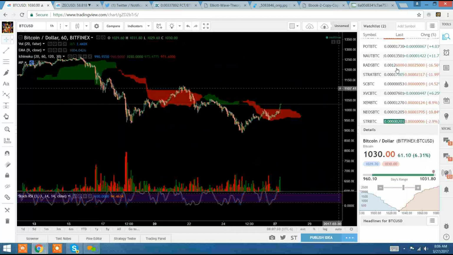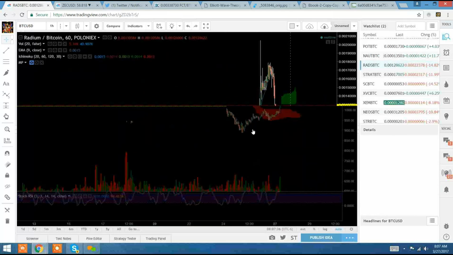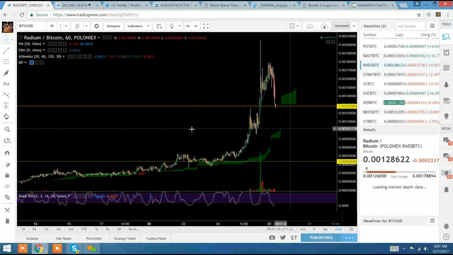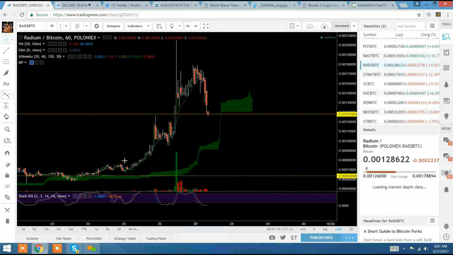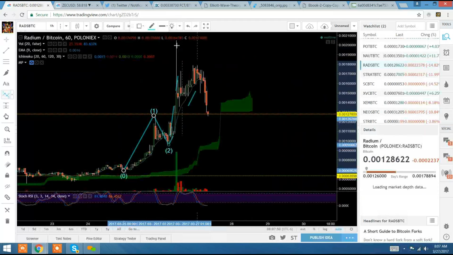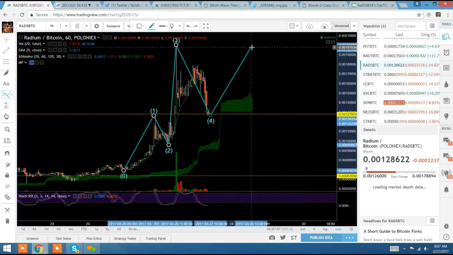But it looks like RADs here got dumped down. Yeah, that was expected. Look where it got dumped down to, guys. Top of wave one. Look, 1, 2, 3. This thing just got dumped right back down to the top of wave one. Looks like we might be getting a crossover on our hourly. This thing will probably be a pretty good entry around here for another move up. All right. Same story.